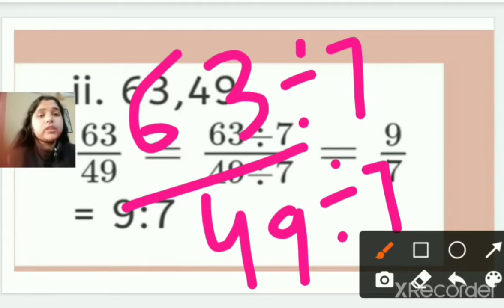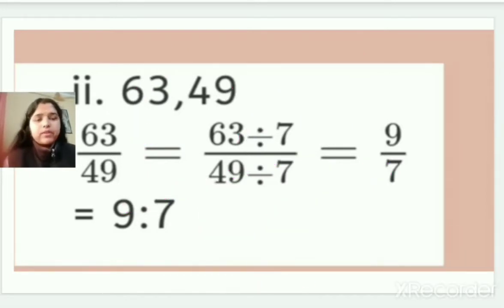Okay, because 49 comes in the table of 7 only. So 7 7s are 49 and 7 9s are 63. So we have the ratio 9 by 7 as the fraction, and we have the ratio 9:7.